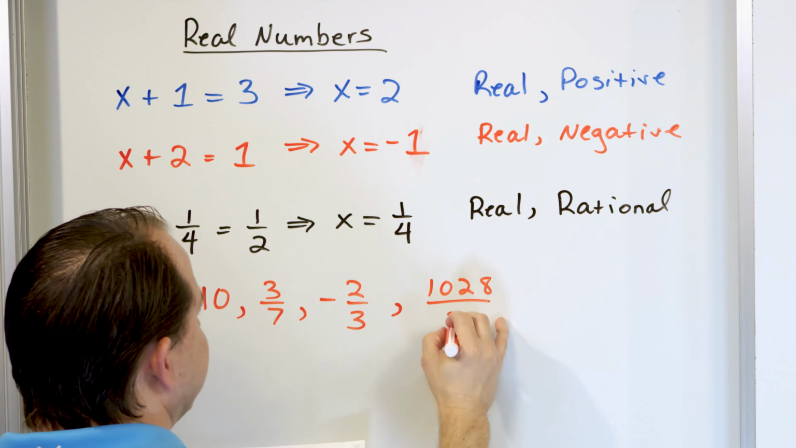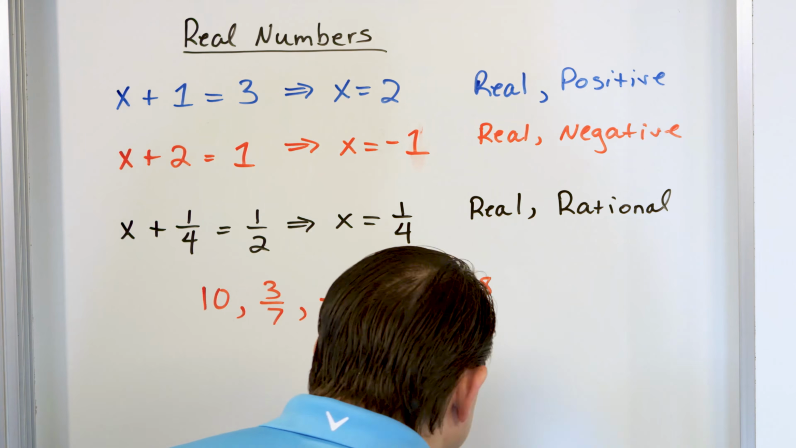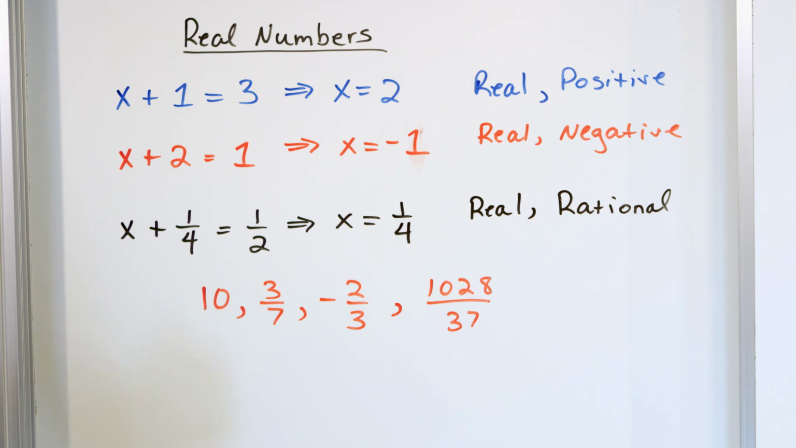1028 divided by 37. That's a fraction because it's a crazy numerator and a crazy denominator. Let's keep on going because we can make up a few more, and there's a point to this, I promise.